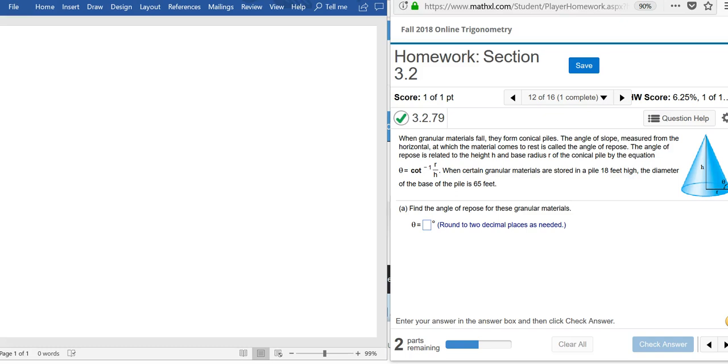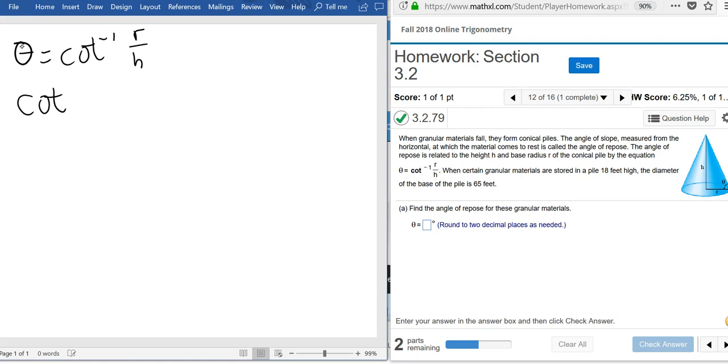Okay, so for this problem, it's all about your relationship between the inverse cotangent and tangent. So if we say that theta is the inverse cotangent of r over h, then we can rewrite that as the cotangent of theta is r over h, which means that because of our reciprocal functions, the tangent of theta would be h over r.